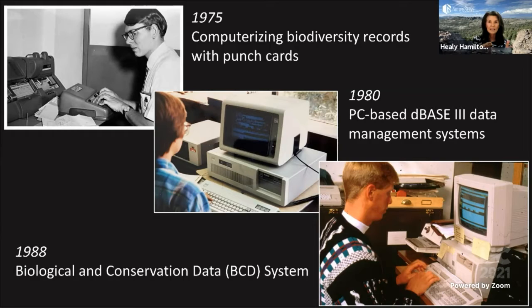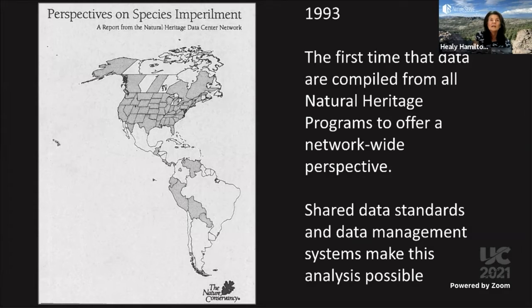And since its earliest days, the network has pioneered technological advances in biodiversity data management. So we've been able, since the beginning, to use these shared data standards and these data management tools to seamlessly aggregate information, in this case, at the scale of our nation. In 1993, the first aggregated view across the network at that time, looking at the network data to understand the status and species of data across these jurisdictions, right? The network publishes Perspectives on Species Imperilment. It's analyzing the role of public lands in sustaining threatened and endangered species. And it is only possible because of the network-wide shared data and standards, the methodologies, and the computerized information management systems that are part of our DNA since the beginning.